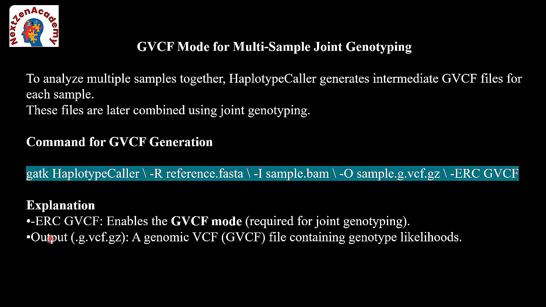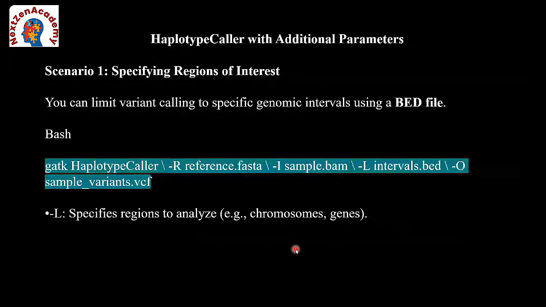In the end, we are going to see variant filtration, which helps reduce false positives and improve accuracy. In that condition, based on quality-based thresholds, we will do a variant filtration that can be done with GATK VariantFiltration.